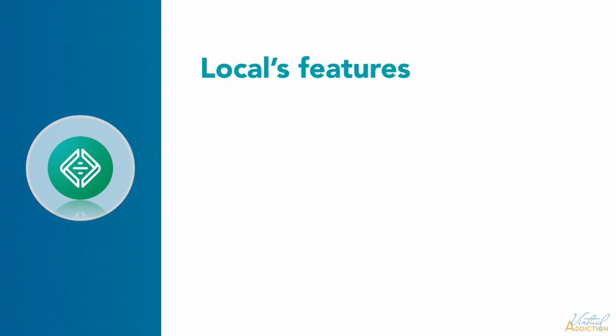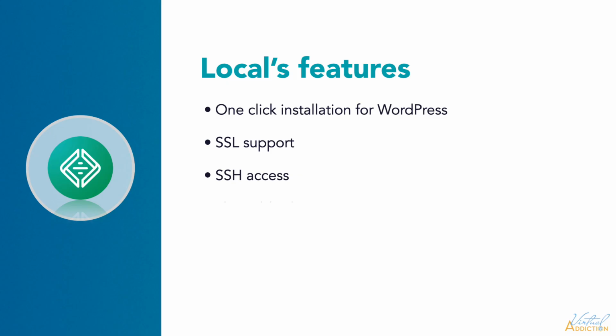Some of the key reasons why you might want to use Local are it has an easy one-click installation from WordPress, letting you set up your local sites fast and quickly. It has local secure socket layer support, which keeps your sites safe. You can easily access your local site's root files using Secure Shell or SSH access. It includes shareable demo URLs, which make it possible to show your site to select people. You can customize your environment, which is great for developers.